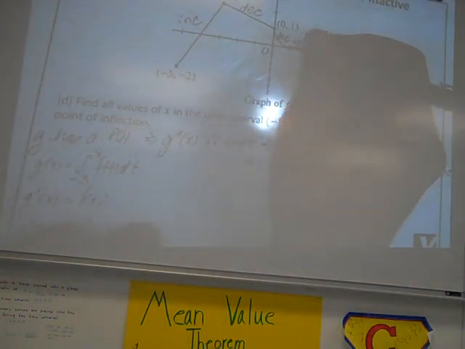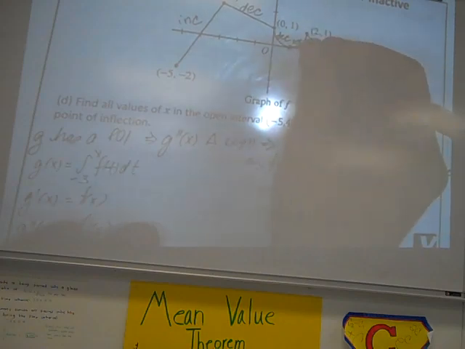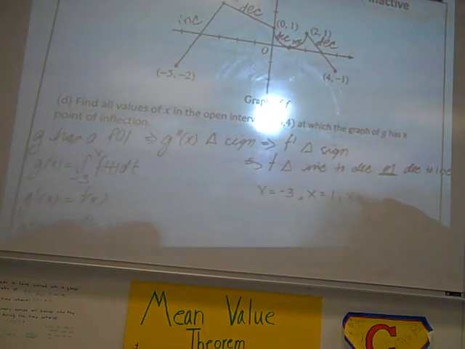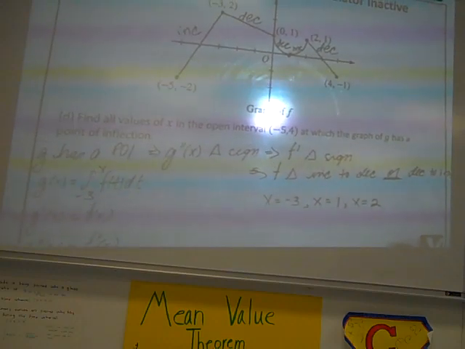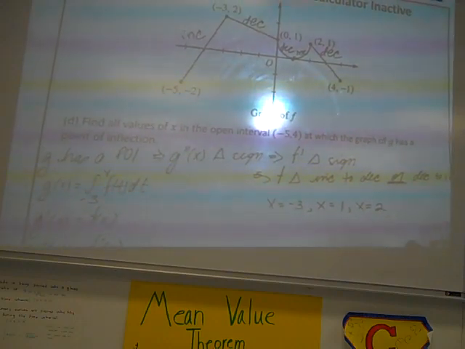Now, let's be careful. At x equals 2, yes, that is a sharp point. But all I'm asking is, does the graph change from increasing to decreasing? Yes. There are 3 points of inflection: x equals -3, x equals 1, and x equals 2. And that, my friends, is the conclusion of this problem.